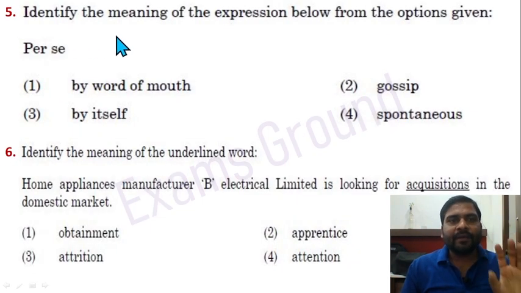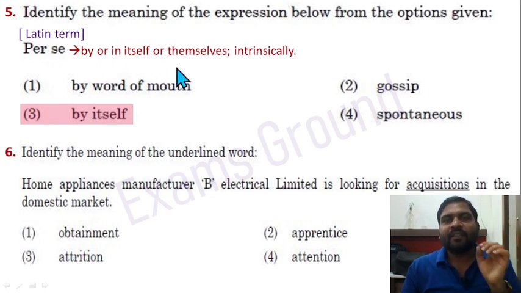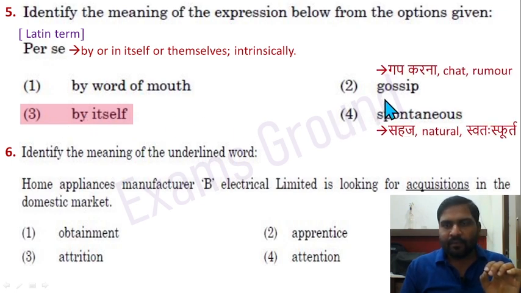Question 5. Identify the meaning of the expression below from the options given. Per se, it's a Latin term. Its meaning is by or in itself or themselves, intrinsically. So option 3 is correct here, by itself. And the meanings of other words: gossip means गप करना, spontaneous means स्वतः स्फूर्त, तुरंत कोई चीज, naturally.